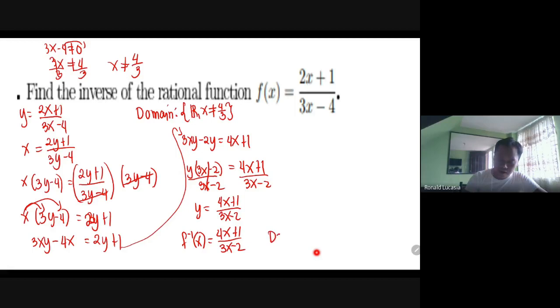So what's the domain here? It's the set of all real numbers such that x must not be equal to... what will make the denominator zero in this inverse function? For 3x minus 2, what should be the value of x for it to be zero?